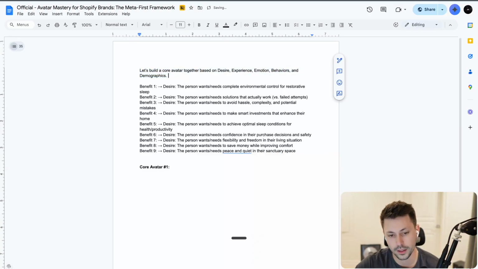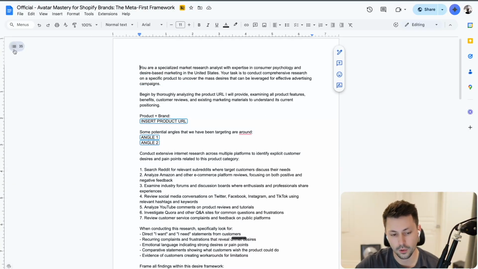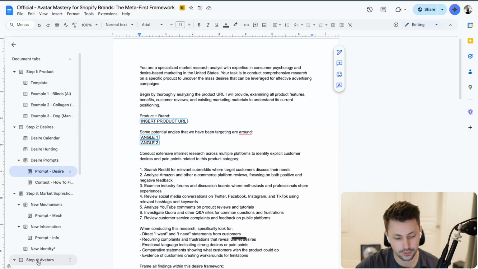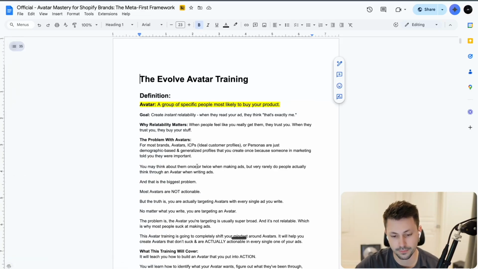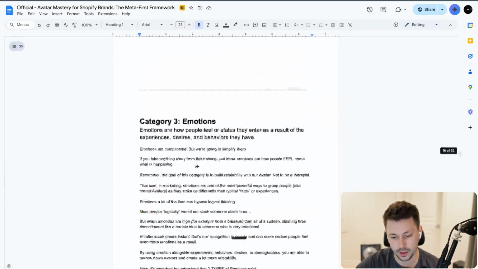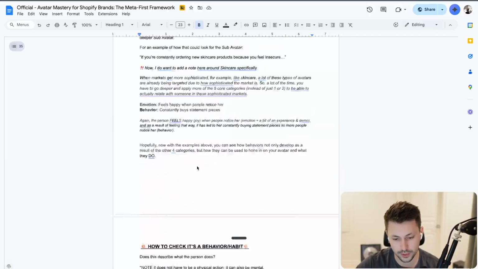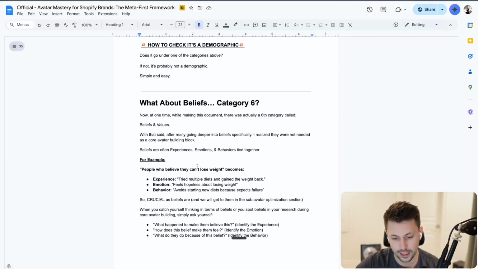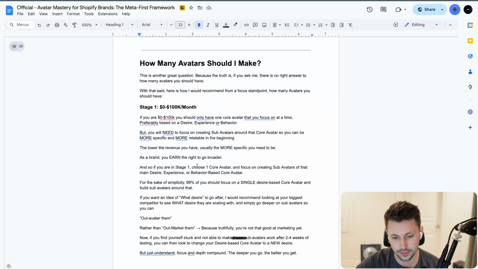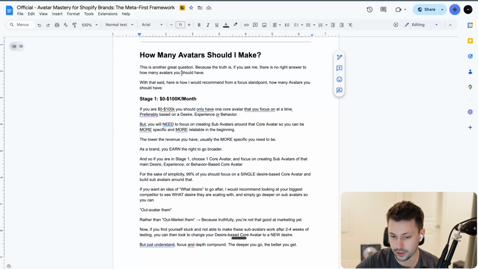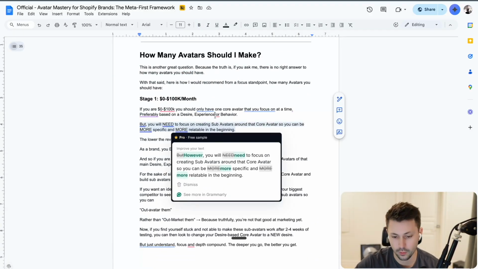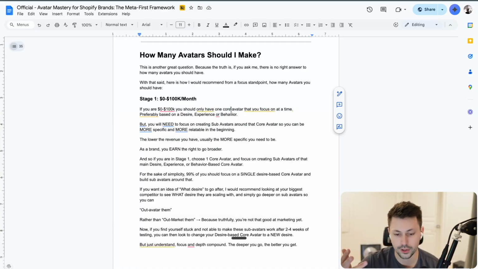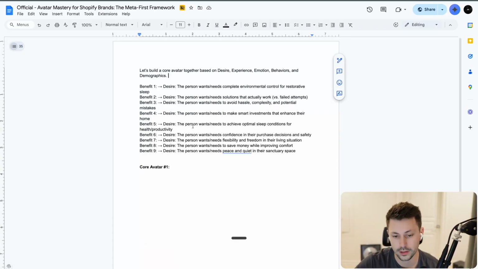And remember, what is the core avatar? Well, the core avatar, if we scroll down just a little bit here, is essentially just building and starting with just one. If we get all the way to the bottom here, you can see that I have recommendations on how to actually build your core avatar. So again, how many avatars should you make? Well, you should likely only have one core avatar that you focus on, preferably a desire, experience, or a behavior. And so that's what we're going to do.